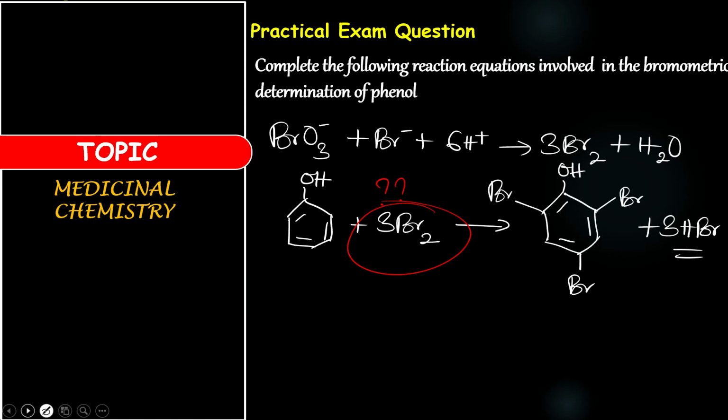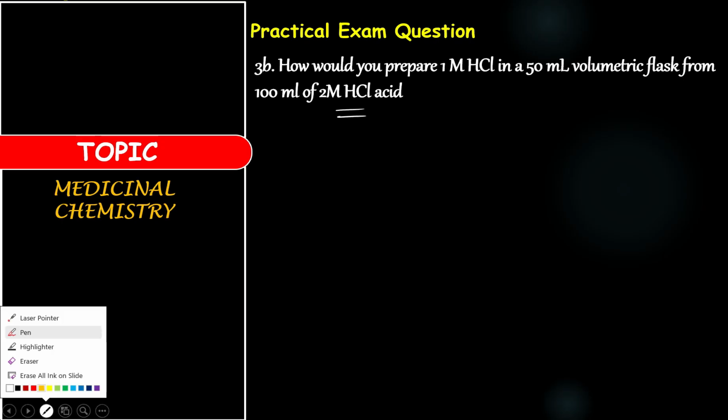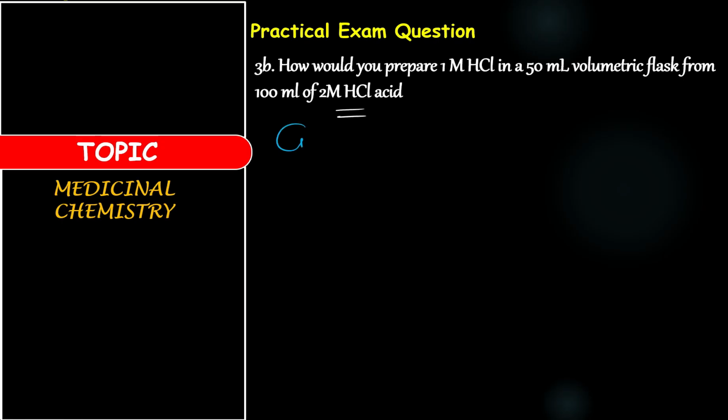Now let's see the next question. How would you prepare 1 molar HCl in a 50 ml volumetric flask from 100 ml of 2 molar HCl acid? Now you might be tempted to use the formula C1V1 equals C2V2. Yes, you might be tempted to say C2 is 100 ml, V2 is 2 molar. If you do this, you'll be in a mess because they already gave you the 100 ml of this. So you want to prepare this.